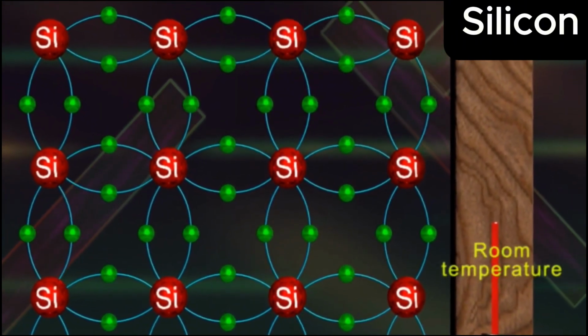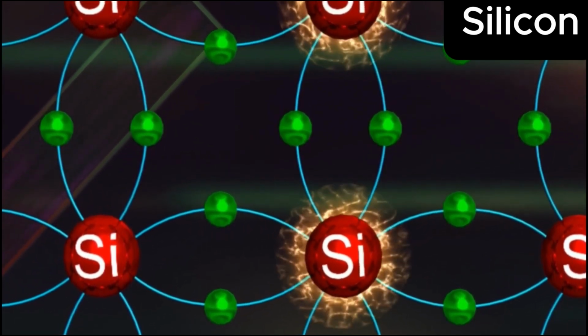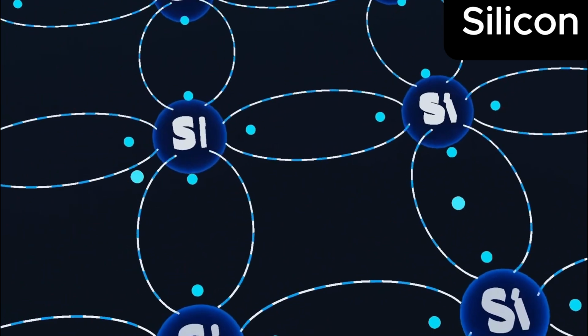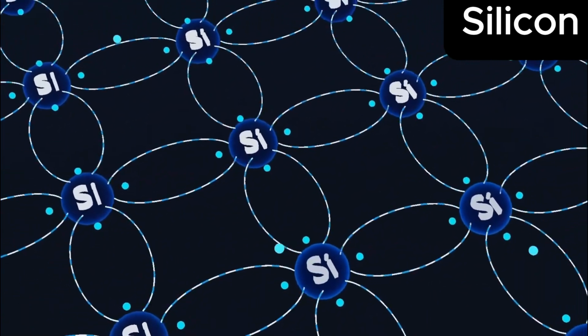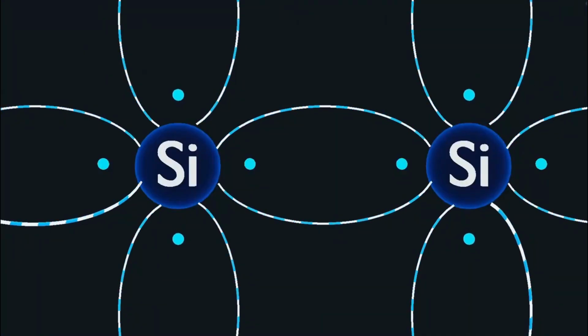At room temperature, some of the covalent bonds break up due to thermal energy as shown in this figure. The valence electrons that jump into the conduction band are called free electrons that are available for conduction. The absence of an electron in the covalent bond is represented by a small circle, usually referred to as a hole. Thus, a hole is created when an electron in the valence band of a semiconductor gains enough energy, that may be due to heat, light, or an applied electric field.